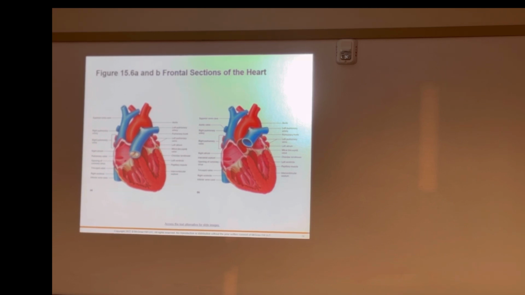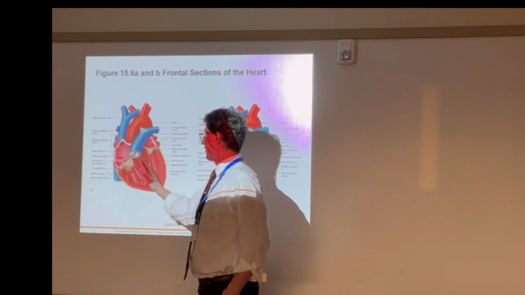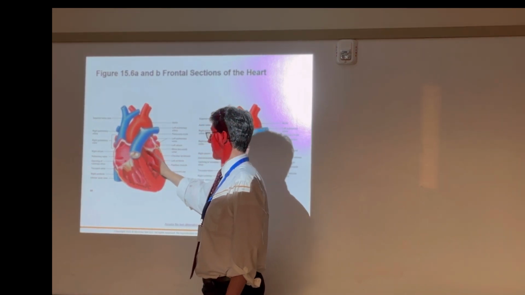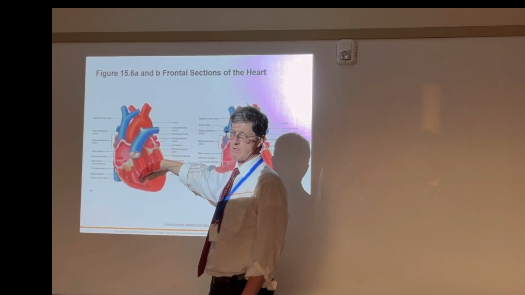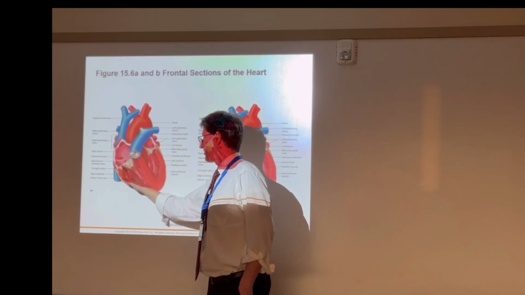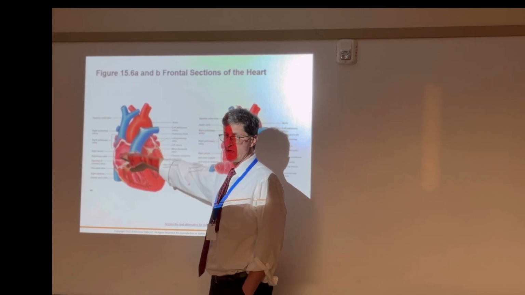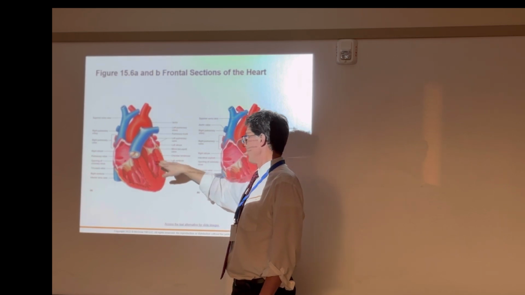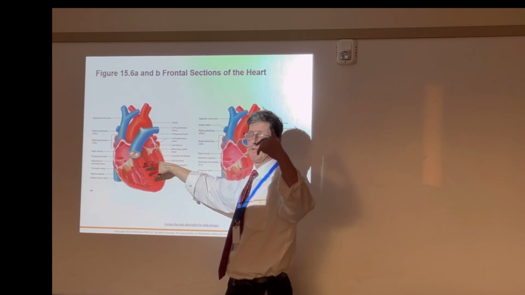Okay, so when we look at the way the heart's put together, we talked about how there's a wall that separates the right side and the left side of the heart. There also are valves that separate the top of the heart from the bottom. And so there are 4 distinct chambers. On the right side, we have 2 chambers. The one on top is called the right atrium. The one on the bottom is called the right ventricle. The left side of the heart also has 2 chambers: the left atrium on top and the left ventricle.